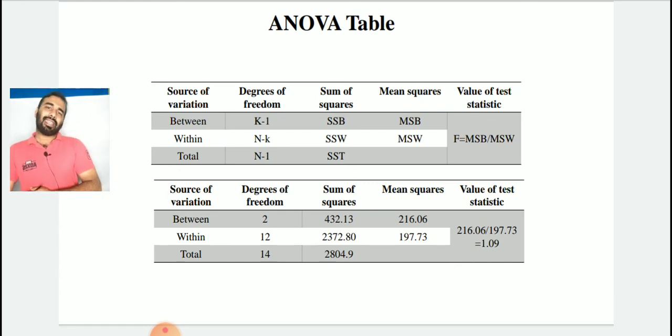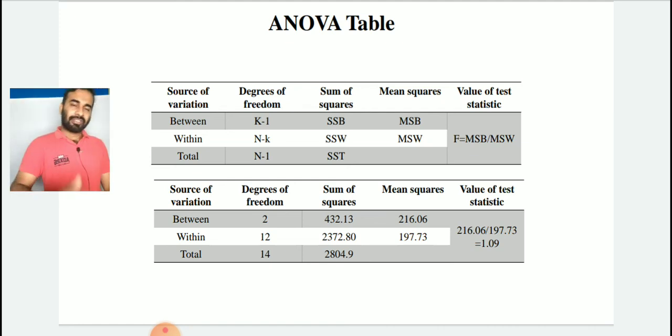Now you might have seen an ANOVA table. Okay, so what is the ANOVA table? The ANOVA table looks like this. In the first column you can see the source of variations: variance due to between the samples or within the samples. What are the degrees of freedom for between and within? Between is K minus 1, within is N minus K. Then the sum of squares, SSB and SSW. Then the mean squares, MSB and MSW. Then what is F? MSB divided by MSW.